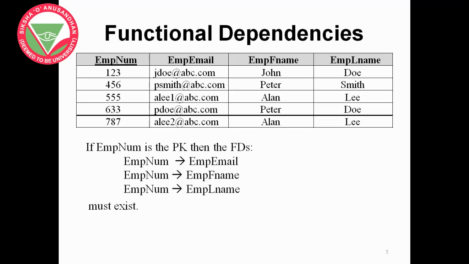That means if we choose one employee number, we can determine its employee email. If we choose one particular employee number, we can get to the first name and the last name. So for example, let us say I choose the employee number 456. It will be able to determine Peter Smith. There are no two employees which will come up for 456 employee number.